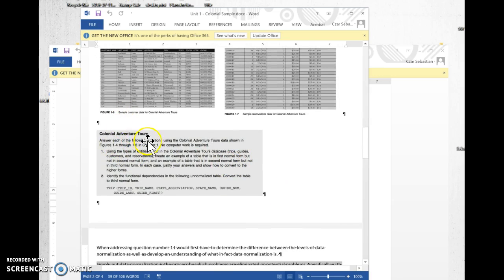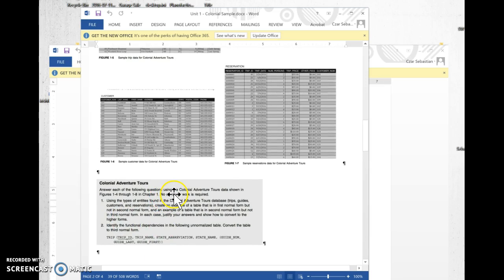Now, in the Colonial Adventure Tours, number 1, it says, using the types of entities found in the Colonial Adventure Tours database, trips, guides, customer, and reservations, create an example of a table that is in first normal form, but not in second normal form, and an example of a table that is in second normal form, but not in third normal form. In each case, justify your answers and show how to convert to the higher forms.